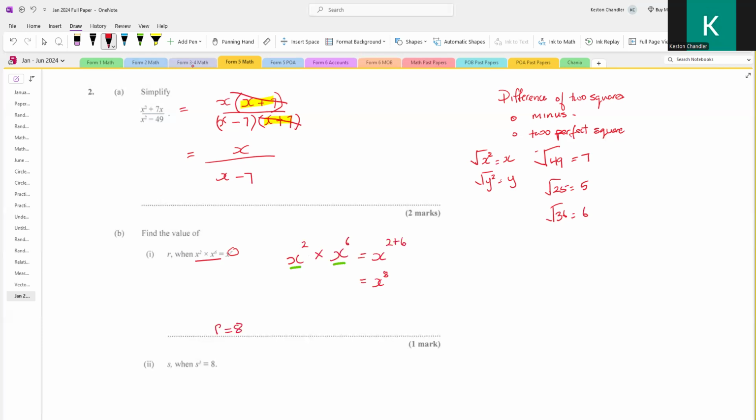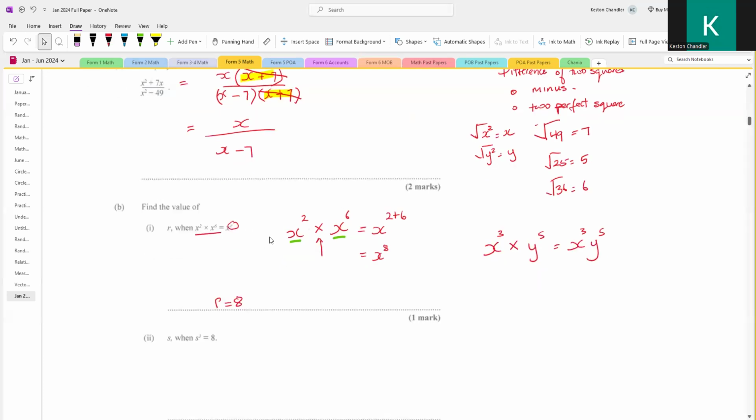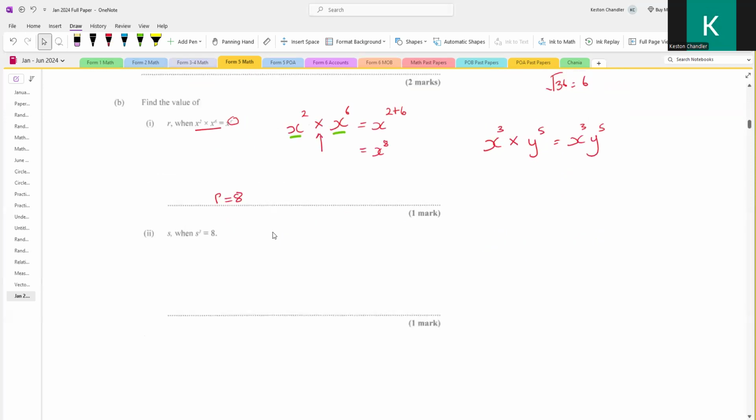If those letters were not the same, for example, if we had x to the power of 3 multiplied by y to the power of 5, you cannot add the powers here. You will just write these two letters next to each other with their respective powers. All right, so you could only add the powers when we are multiplying and the bases are the same. Everybody all right with that? Good. Next question.